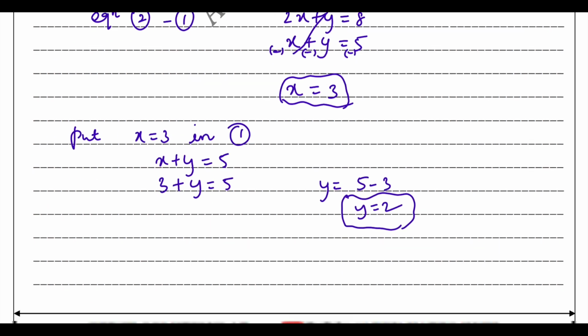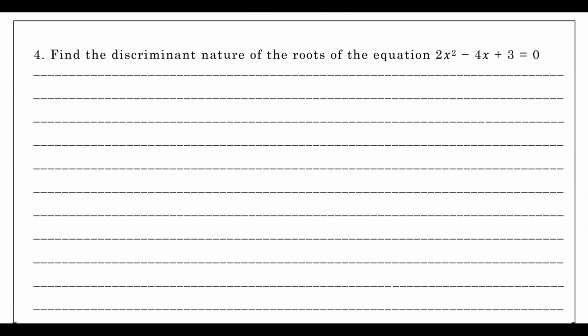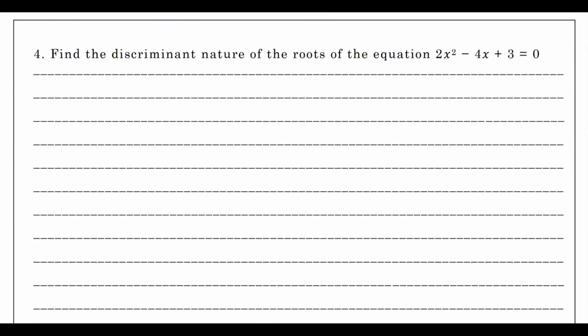Find the discriminant and nature of the roots of the quadratic equation. What is the given quadratic equation? 2x square minus 4x plus 3 equals 0. The first step is to write down the coefficients a, b and c. What is the value of a? Coefficient of x square, it is 2. Then the b value is the coefficient of x, minus 4. The c value is 3.